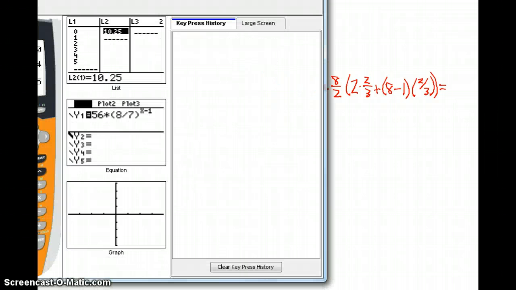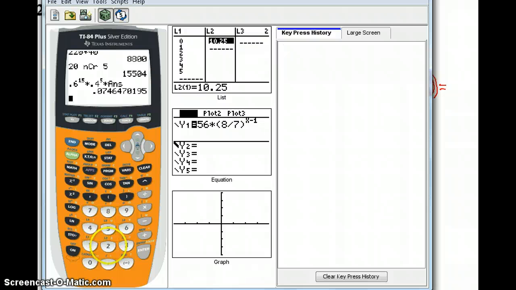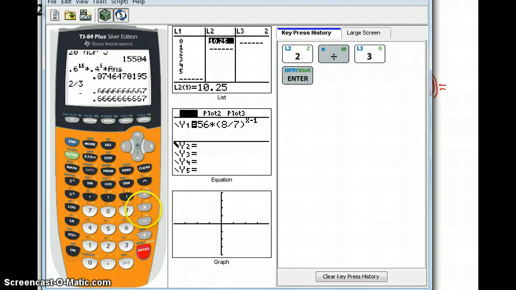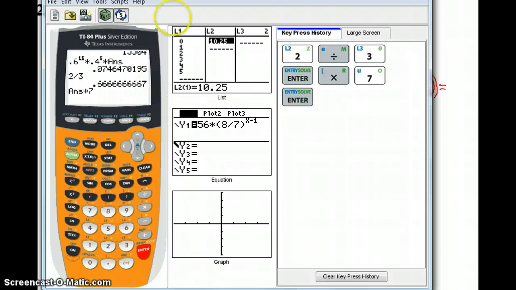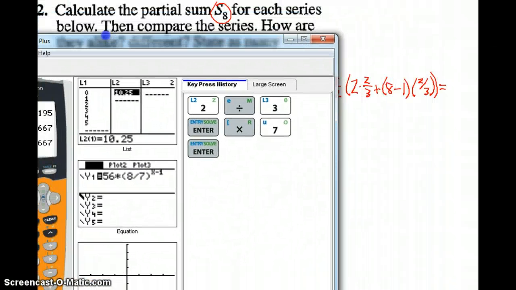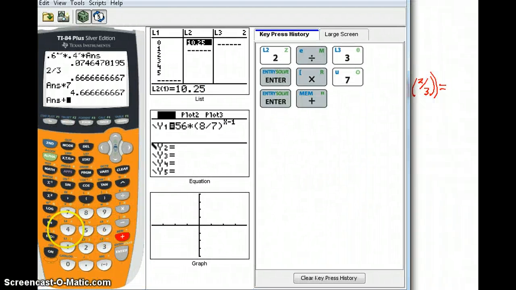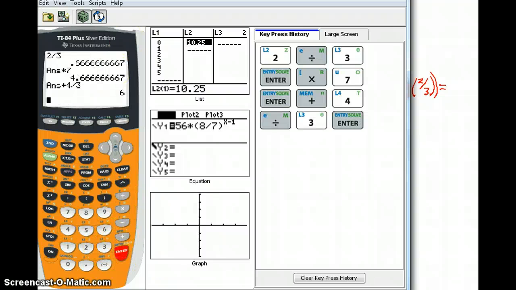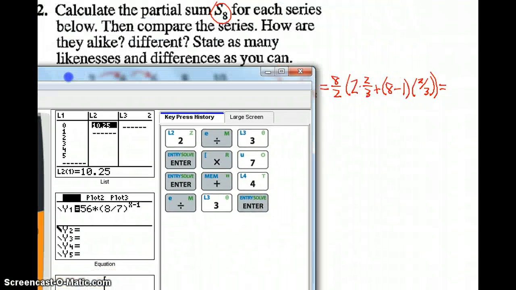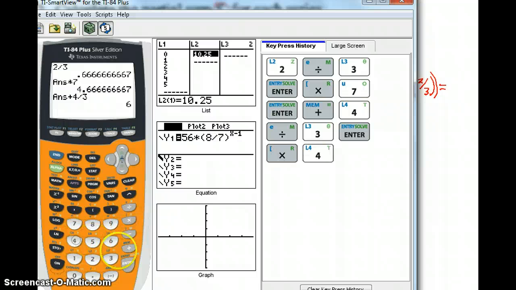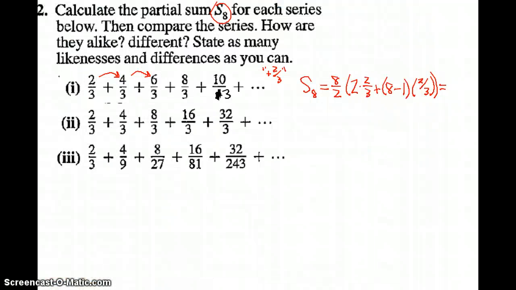Can I do that in one step? 2/3 times 7. Then what am I doing? Plus 4/3. I'm working from the back end there. That's 6 times 4. That would be 24.